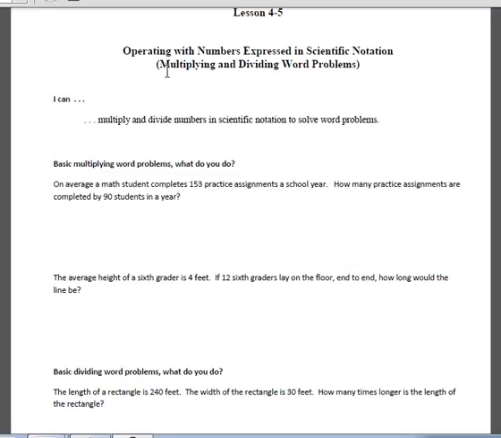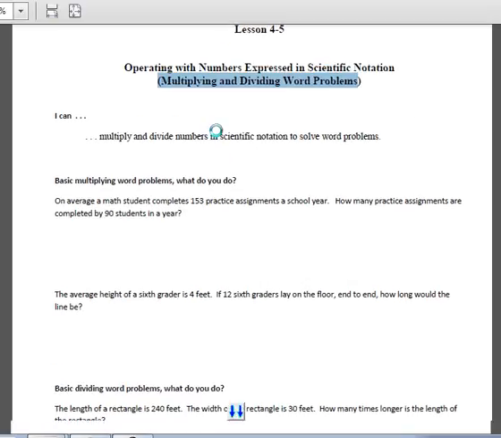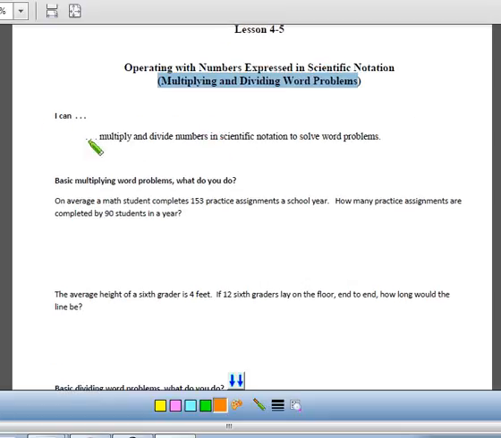Now we're going to be dealing with multiplying and dividing word problems. In the last lesson it was addition and subtraction. Now we're going to be doing multiplying and dividing. So our lesson target: I can multiply and divide numbers in scientific notation to solve word problems.